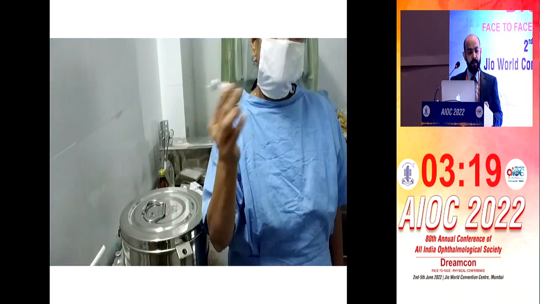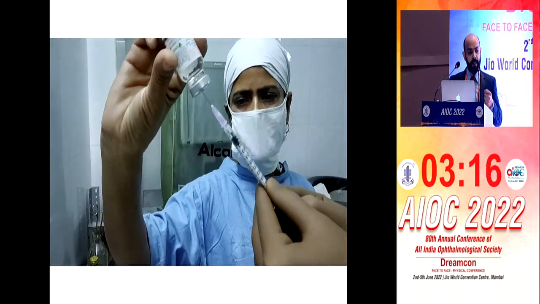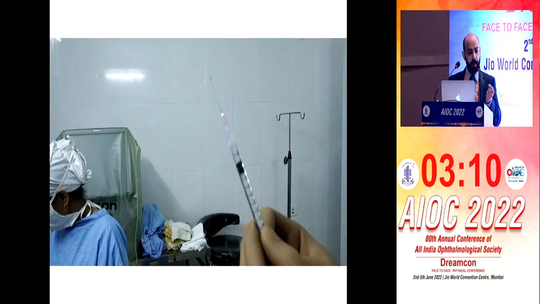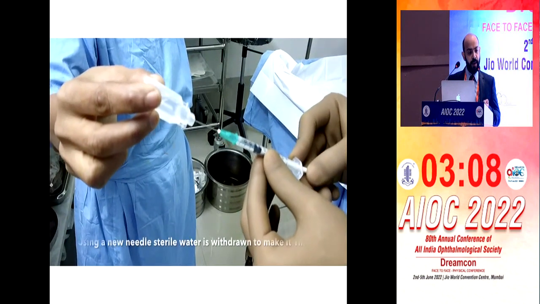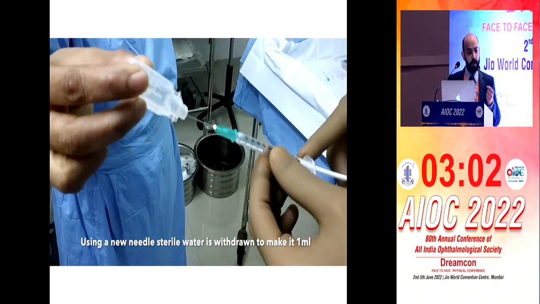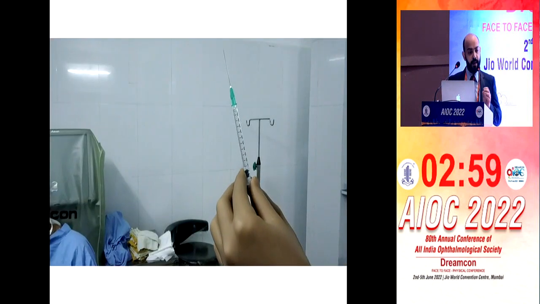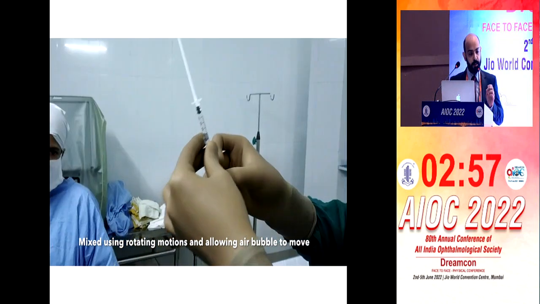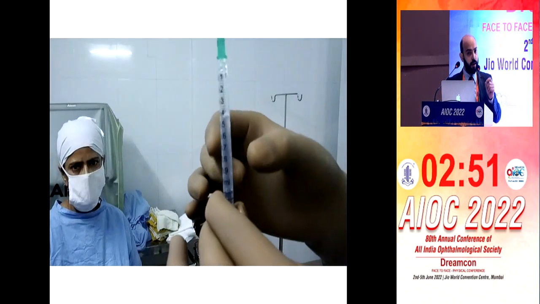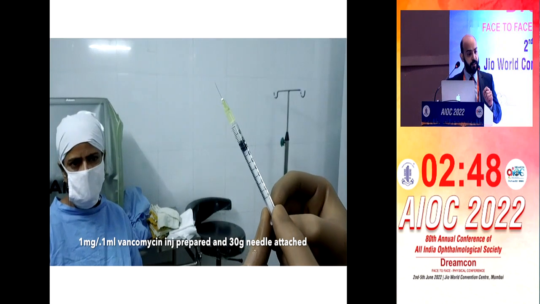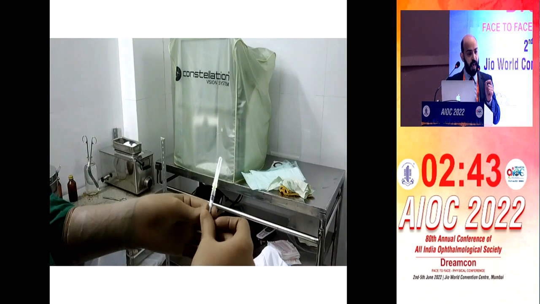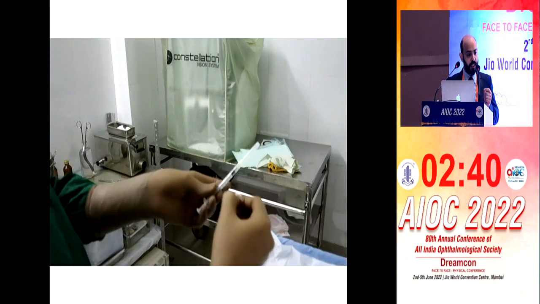One point to remember is that we have to keep a lot of needles, because we'll keep on changing needles at every step. So we draw 0.2 ml in a separate syringe. Then we make it 1 ml using distilled water for injection. But at every step, you'll notice you have to change the needle. So you need at least 10-15 needles with you to prepare 2-3 drugs. You mix it using these motions and allow an air bubble to move up and down the syringe. Then you take 0.1 ml, so that contains 1 milligram of the drug, cap it, and you also mark it to know which injection is which.